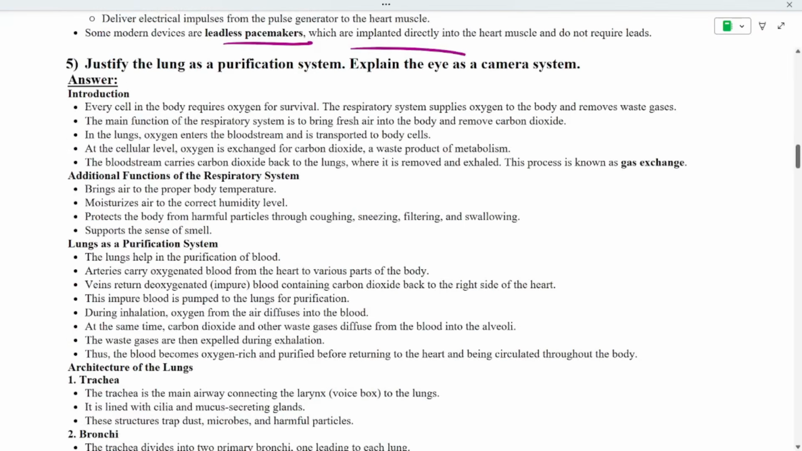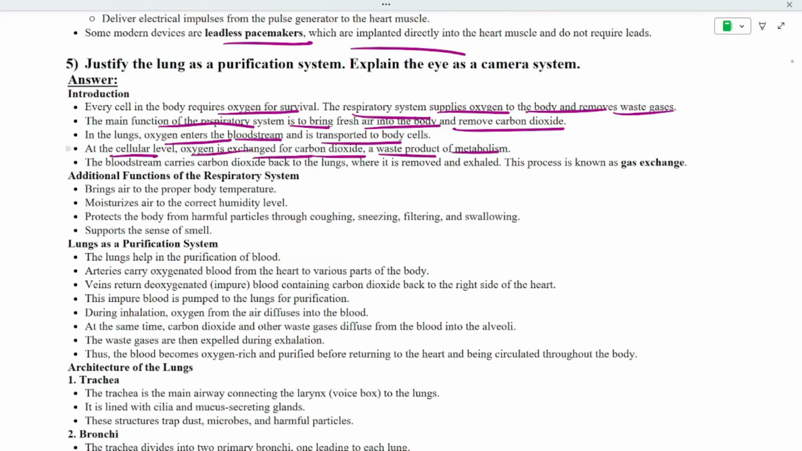Next, we have to justify the lung as a purification system and explain the eye as a camera system. Every cell in the body requires oxygen for survival. The respiratory system supplies oxygen to the body and removes the waste gases. The main function of the respiratory system is to bring fresh air into the body and remove carbon dioxide. In the lungs, oxygen enters the bloodstream and is transported to the cells. At the cellular level, oxygen is exchanged for carbon dioxide, a waste product of metabolism.